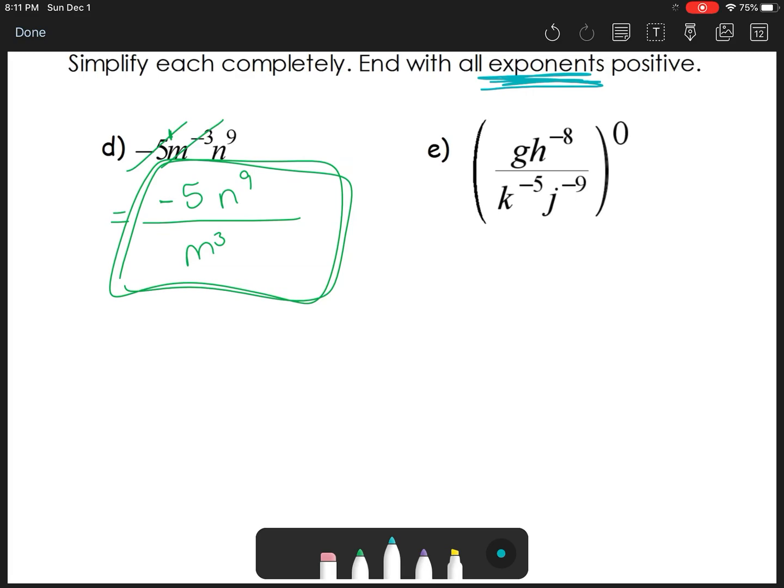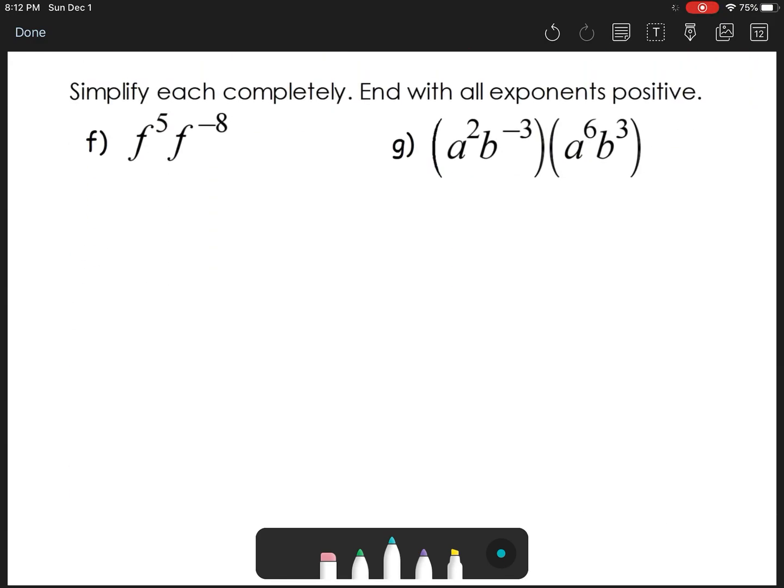Looking at letter E, we have g times h to the negative 8th divided by k to the negative 5th times j to the negative 9th. But all of this is raised to the 0 power. So since all of this is raised to the 0 power, we could do our power to a power rule and distribute our 0 to each of these. But essentially what will happen, anything raised to the 0 power is just 1. So this will just be equal to 1.